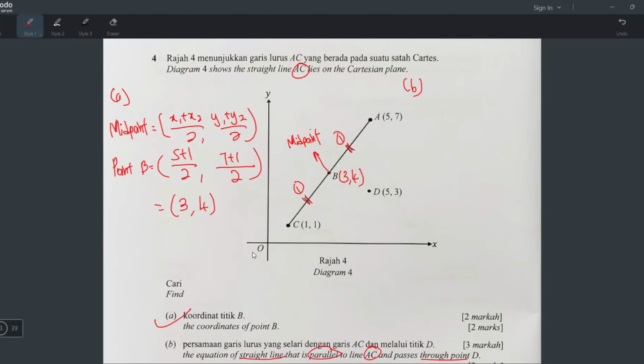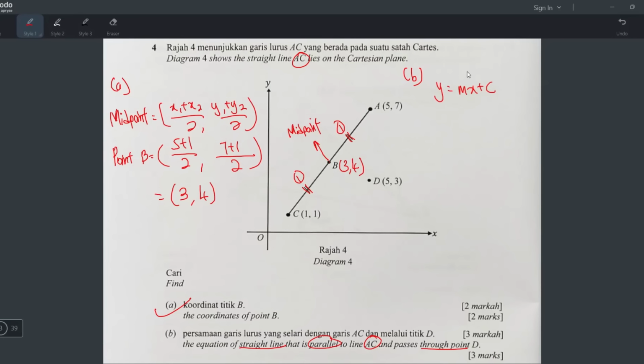Now for part B, find the equation of the straight line that is parallel to line AC and passes through point D. Okay, whenever you want to find an equation in maths, you will use this formula y equals mx plus c. Why I say in maths is because maths students learn another formula to find equations, but I will not mention that formula because this is a maths paper and you cannot use the other method here. So this is the method y equals mx plus c, and you need to find the m and c. So you need the gradient and also the y-intercept.